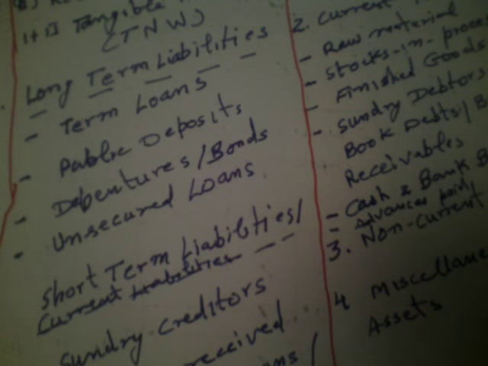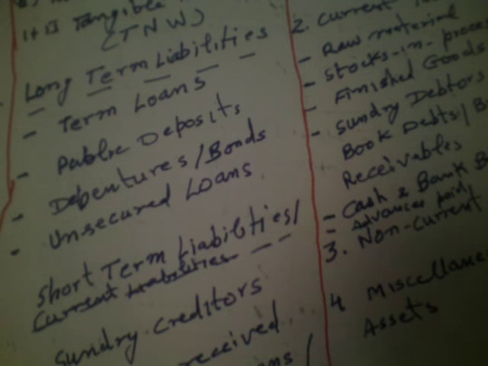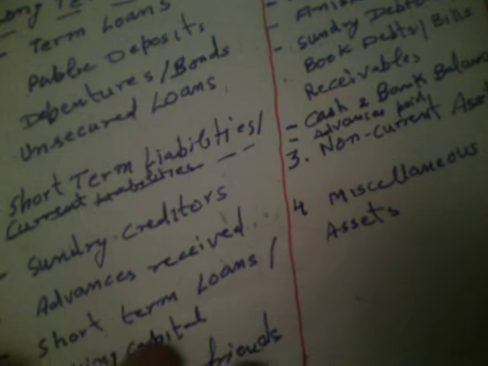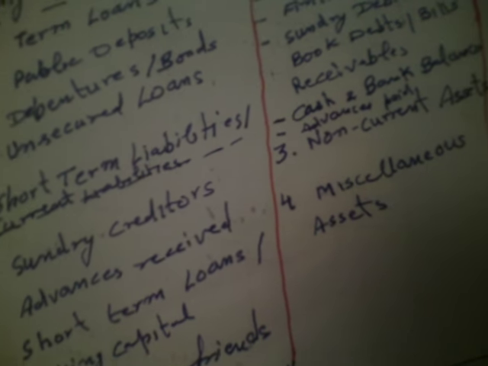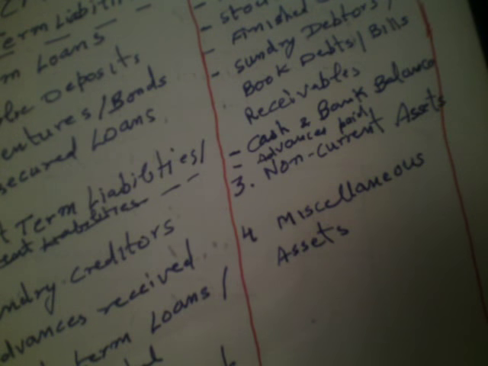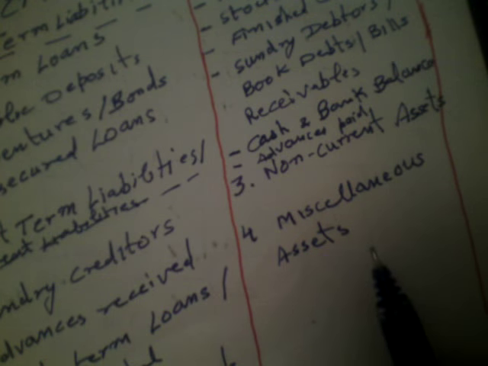So non-current assets we have already covered. Then miscellaneous assets. Some other assets which do not fall under the category of fixed assets, current assets, and non-current assets will come under the miscellaneous assets category. So what is included here? Say if the company is making a loss, especially limited or private limited companies, the profit and loss account will be part of this one.